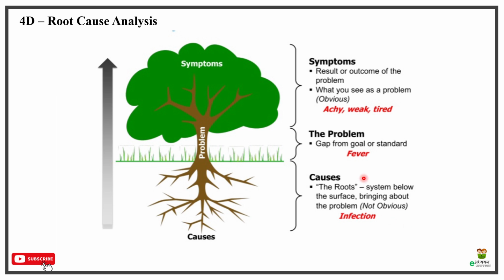Then identify the root cause, that is 4D. And here you can see we only see the symptoms, and then there is a problem, but there are some causes which are in the roots of this tree. So we see the tree as an outcome, but the input is inside the causes in the root, so that we need to find out.